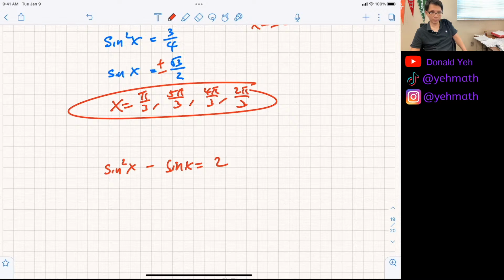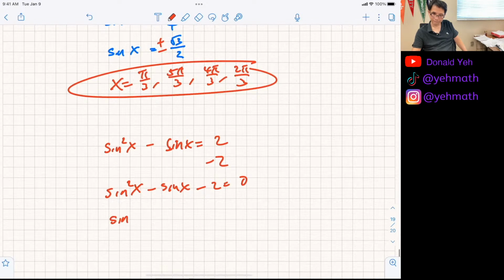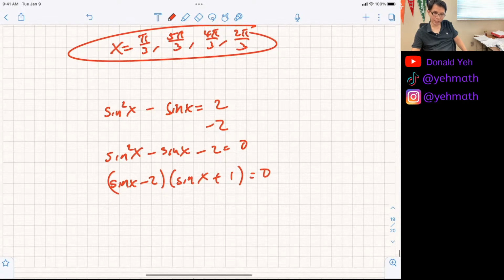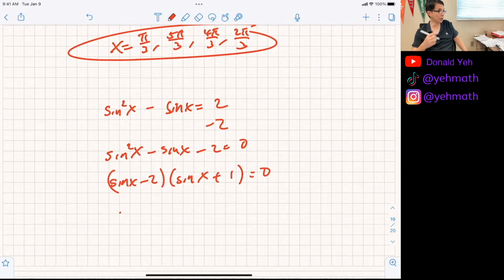Okay, Rockoff? You subtract 2. Why would you subtract 2 first? Then you have a quadratic. Good. Then you factor, which is sine x minus 2 times sine x plus 1 equals 0. Good. And then, using something called the zero product property, you set each factor equal to 0.